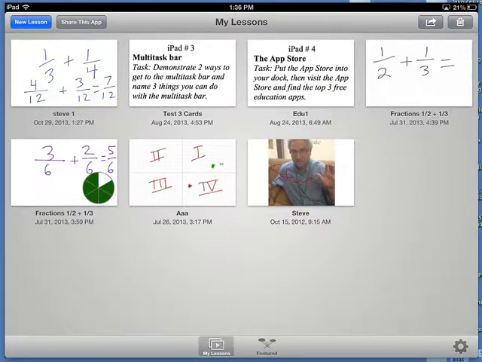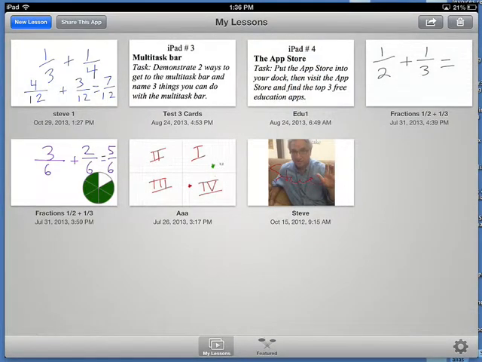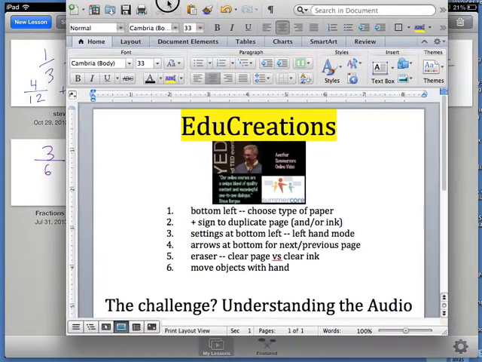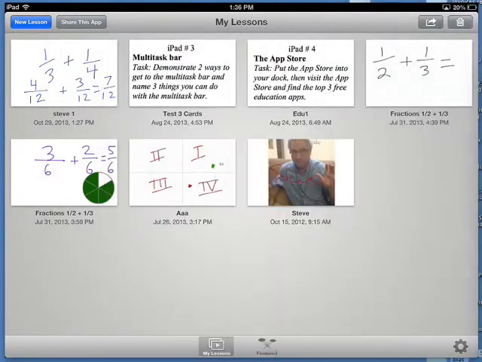When you're back at your main screen, you have a feature that I should have pointed out to you, but I forgot, that you can turn the iPad into left-hand mode. So turning into left-hand mode, if you're a lefty, is advantageous. I forgot to share that with you. Okay? Looking back on the list of things that I said I was going to teach you, I forgot to tell you about choosing the type of paper because I got carried away with the whole idea of the audio.